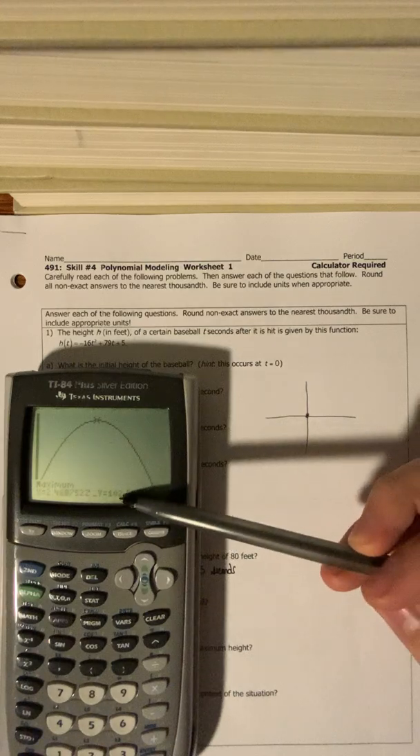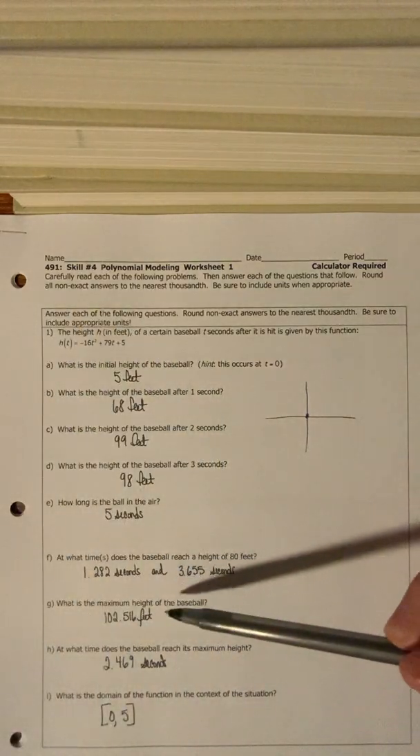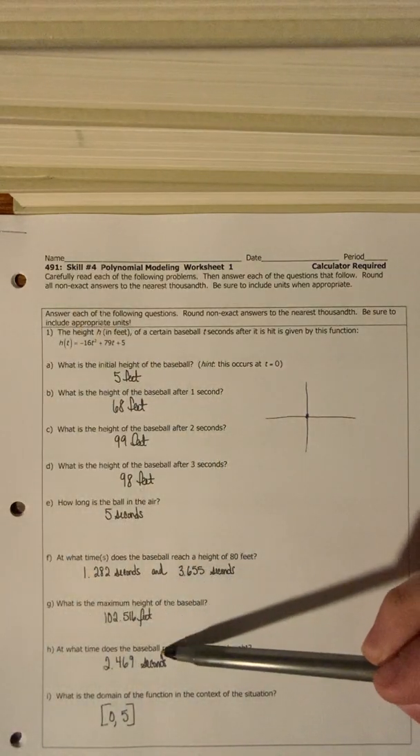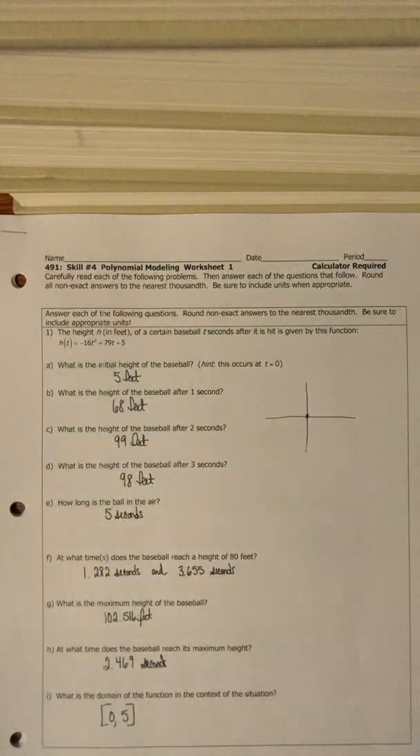So the biggest thing it achieves is 102.5 at about 2.5 seconds, and we saw that with the work we did, right? There's 102, about 2.5 right there. All right, so I just wanted to give you an example of that on your calculator. Let me go through a couple more just in case we need it.